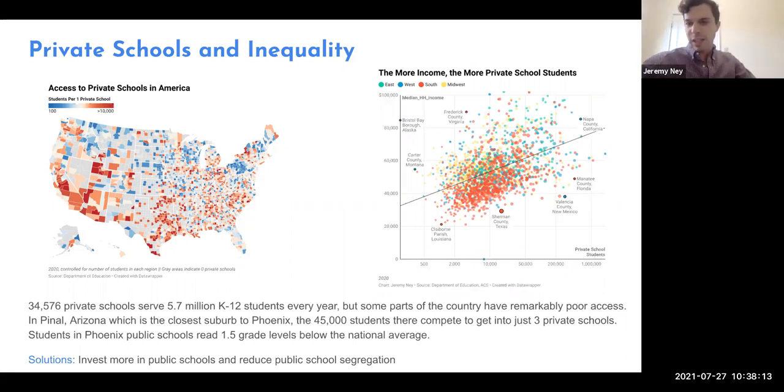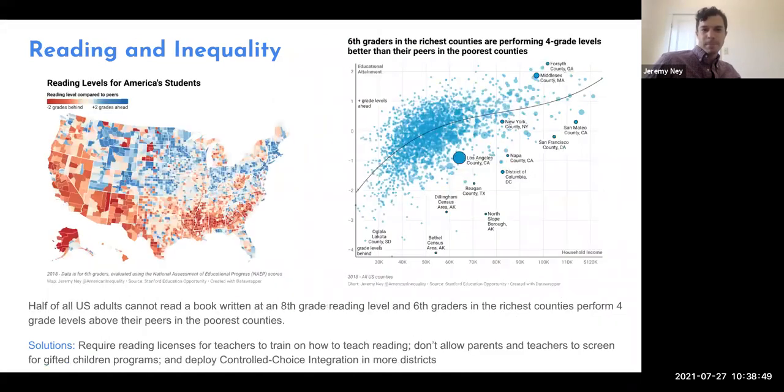You look at places like New York City, which has the most segregated schools in the entire country, and the intense wealth accumulation that we see there as well. It's one of these indicators of regions where household income and private school access are related. But then in Phoenix, Arizona, we see 45,000 students competing to get into 3 private schools alone, and we should think about the distribution of schools, where access is and where money is. So again, we can invest more in public schools and think about ways to reduce public school segregation.